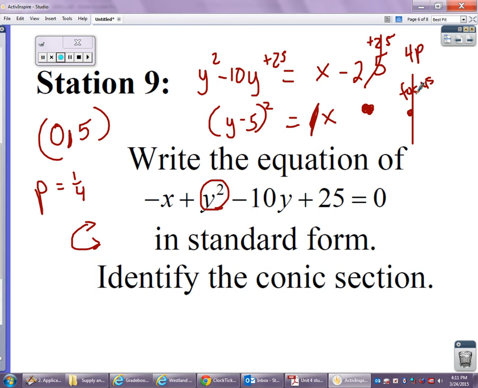So in this case, since p is 1/4, the whole distance will be 1. So on one side of the focus, it'll be a half. And on the other side, you should go a half. And then you can make your parabola.